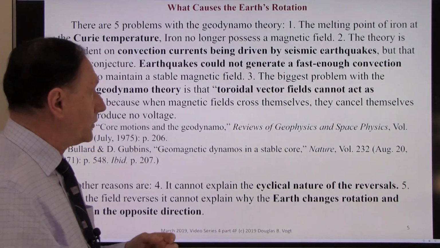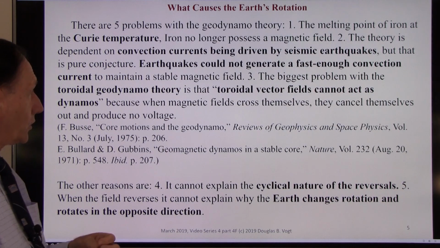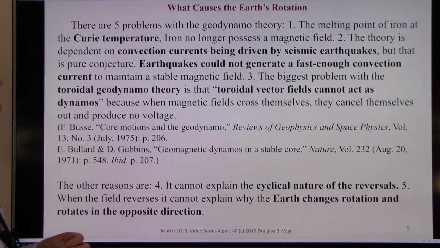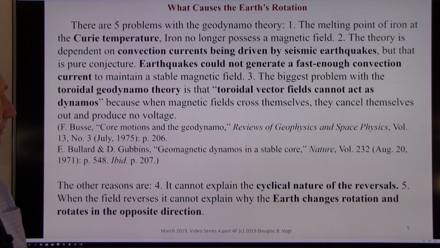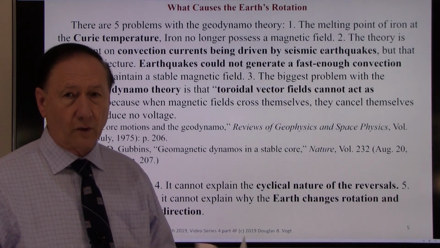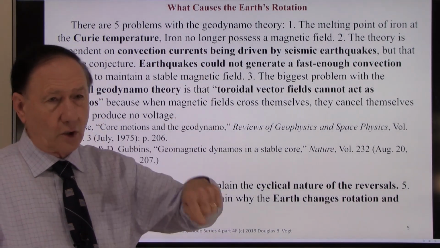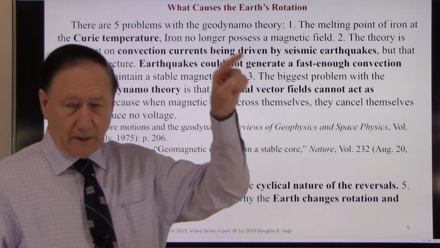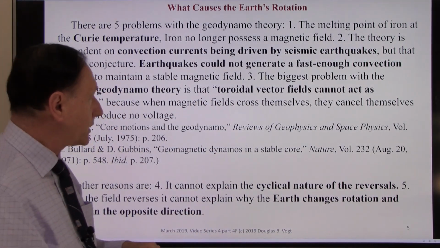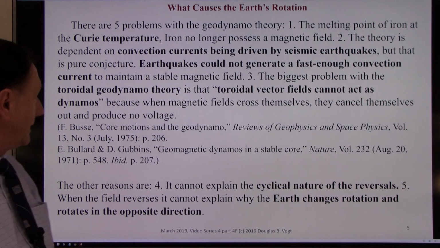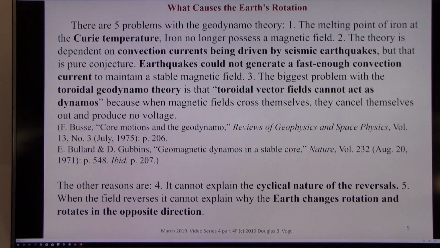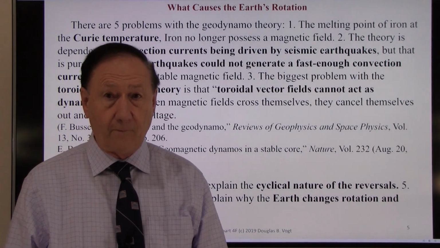2, the theory is dependent on convection currents being driven by seismic earthquakes, but that is pure conjecture. Earthquakes couldn't generate a fast enough convection current to maintain a stable magnetic field. There just aren't enough earthquakes or vibrations to make this convection current go fast enough to make the electrostatic field. 3, the biggest problem with toroidal geodynamo theory is that toroidal vector fields cannot act as dynamos because their magnetic fields cross themselves and cancel themselves out and produce no voltage. Therefore, no magnetic field.